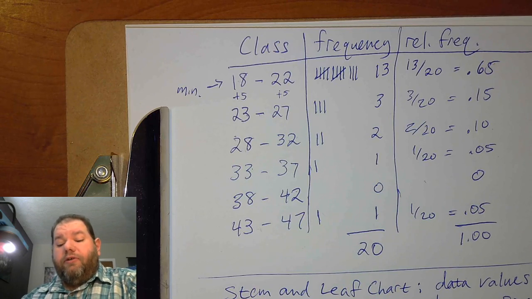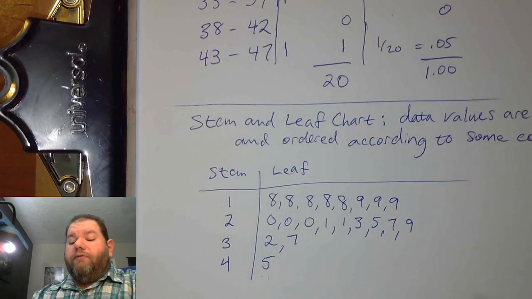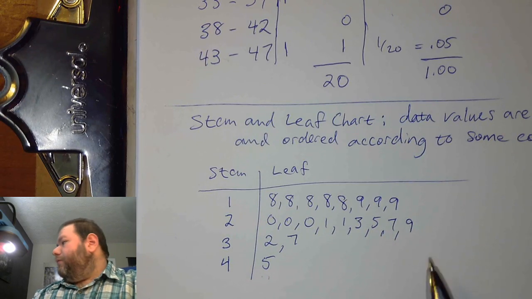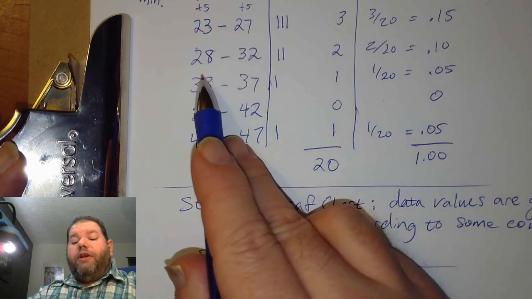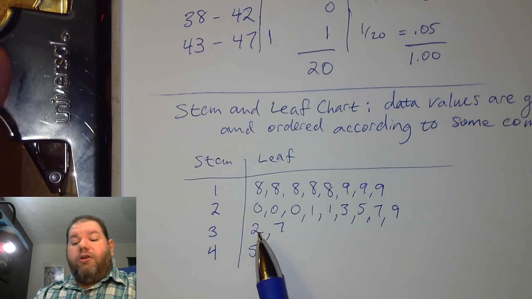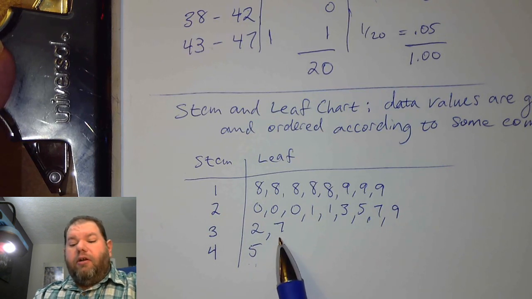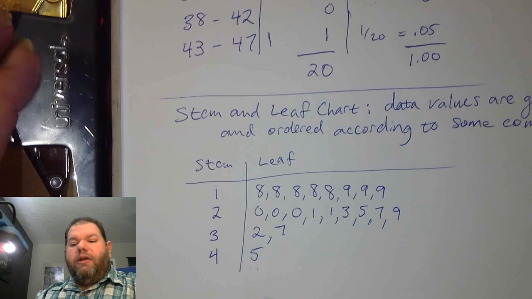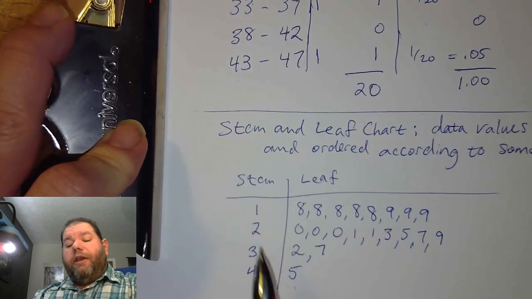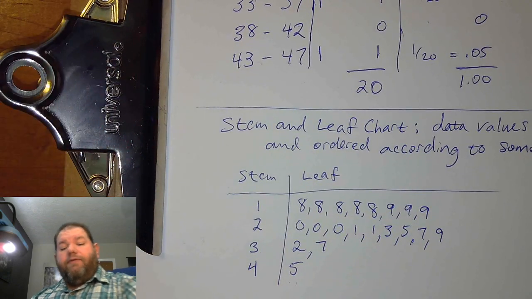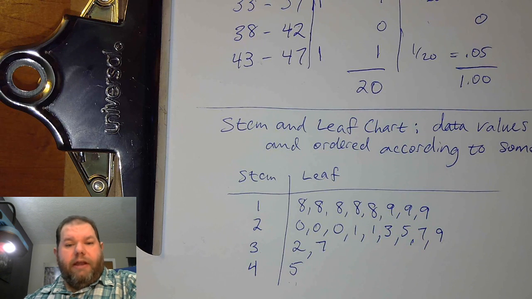So, knowing that that's 13 people, we then look at 23 to 27, which is 1, 2, 3. And you can see we wrote down a 3 here. 28 to 32 would be our 29 and our 32-year-olds, so 2 people. 33 to 37, 1 person. 38 to 42 would be 0, and then 43 to 47 would be 1. And it perfectly matches with the frequencies that we got already, but looking at it in the stem and leaf chart that we created, it makes it a lot easier to count those without having to go through and make a tally chart.